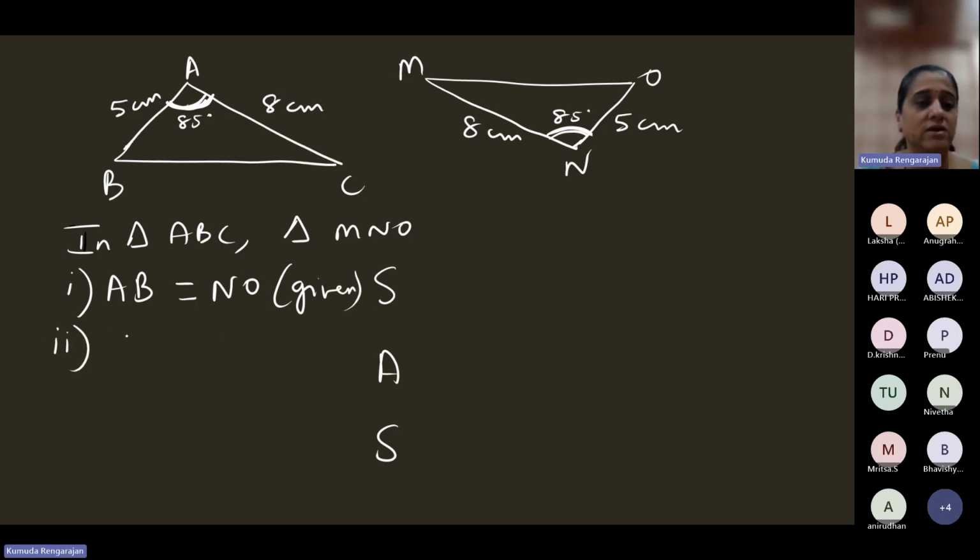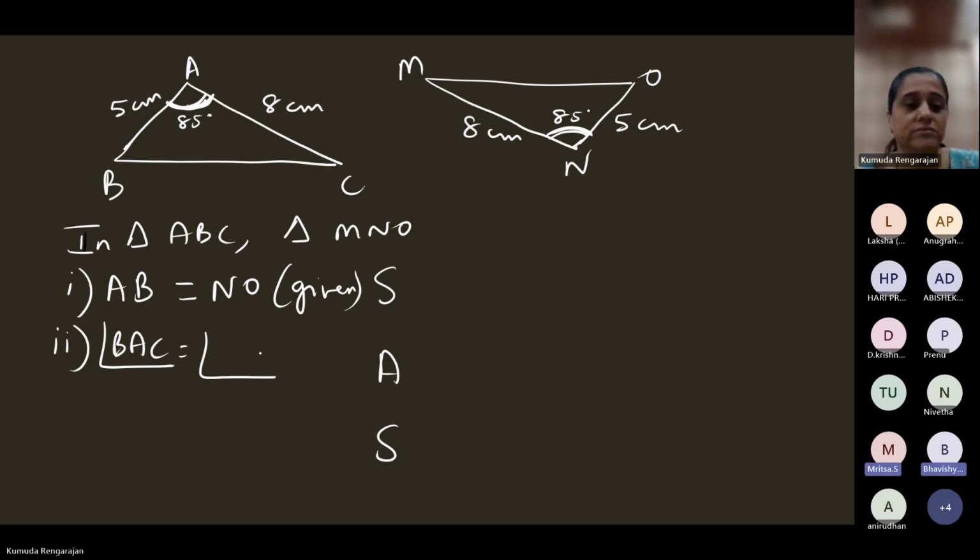Then angle. So angle BAC is equal to angle? MNO. Yes, that also is correct. That also is given. Then next.